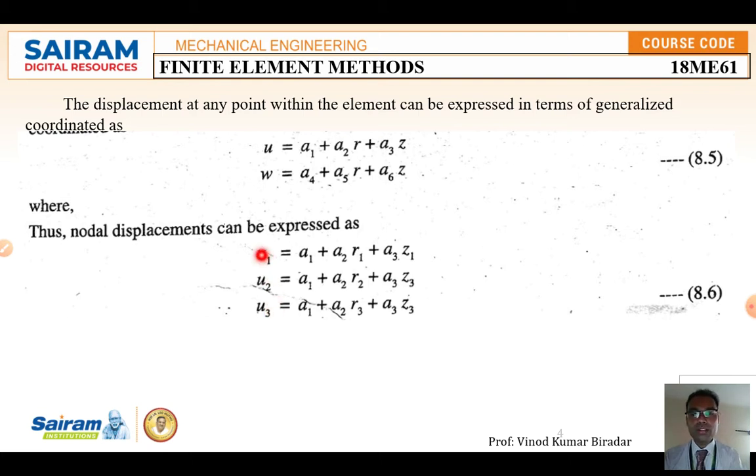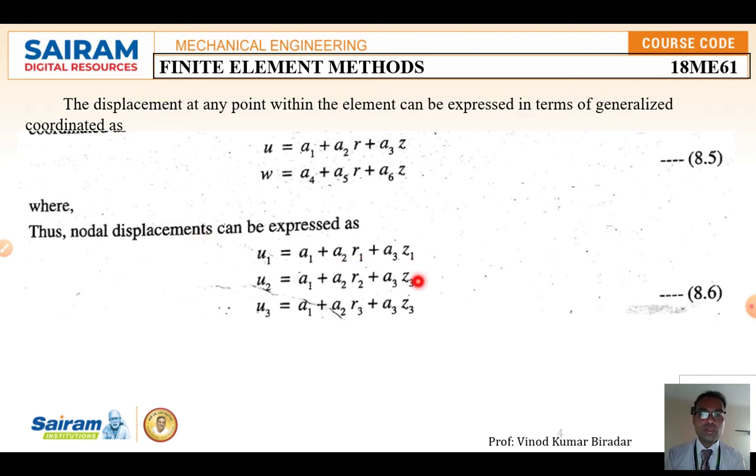So u1 is equal to a1 plus a2 r1 plus a3 z1. u2 is equal to a1 plus a2 r2 plus a3 z2. u3 is equal to a1 plus a2 r3 plus a3 z3. This is at node number 1, this is at node number 2, this is at node number 3. Give this equation number 2. Now these equations you have to write in matrix form.